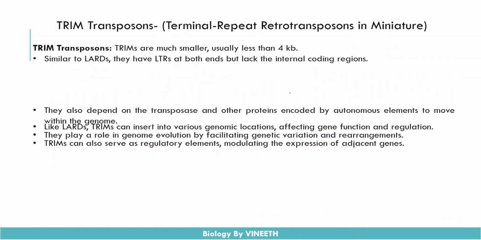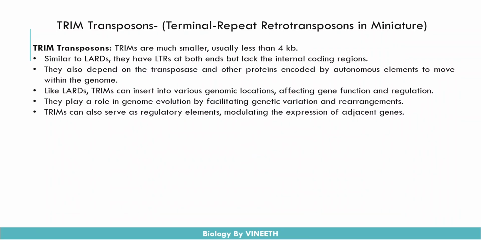Then we have the TRIM transposons, or terminal repeat retrotransposons in miniature, which are also derivatives of autonomous transposons. They depend on the transposase enzyme and other proteins encoded by the autonomous elements for their movement, for the transposition mechanism. Like LARDs, TRIMs can also insert into various genome locations, affecting gene function and regulation.